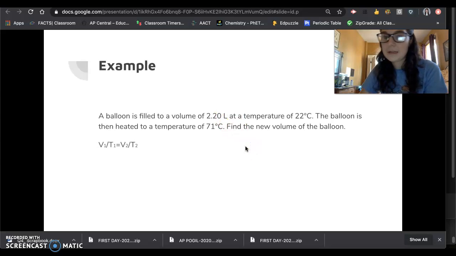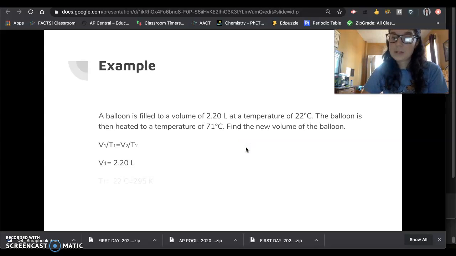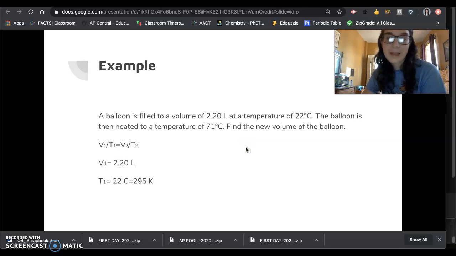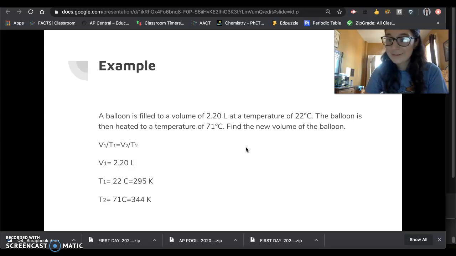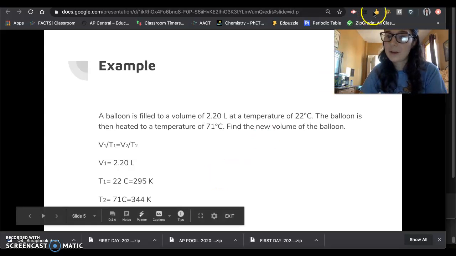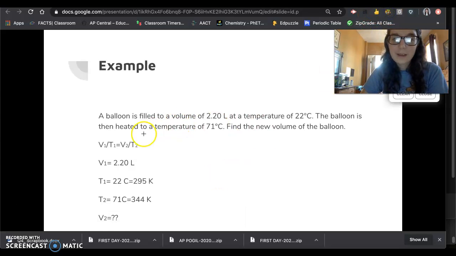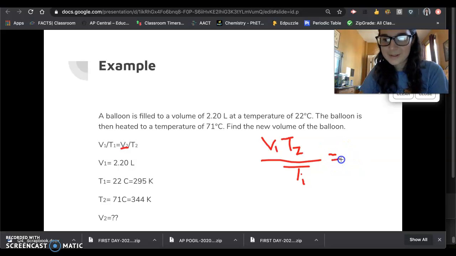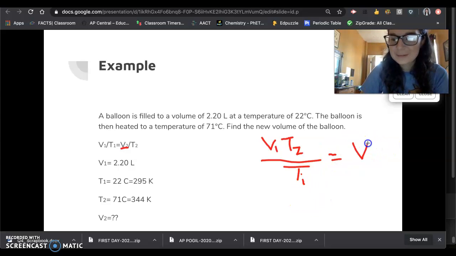So we're going to set out our knowns and unknowns. Initial volume, 2.2. Initial temperature, 22, of which if we add 273, we get 295 Kelvin. Final temperature, 71 plus 273, is 344 Kelvin. And we are solving for the second volume, our final volume. Once again, we can rearrange this equation to set it equal to V2. To do that, we have to multiply both sides by T2. So I'm going to have V1 times T2 divided by T1, or T initial, equals V2.